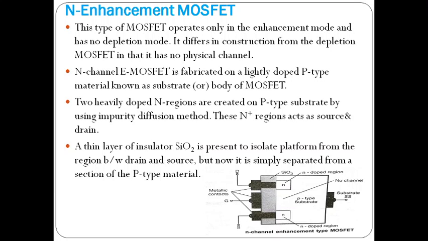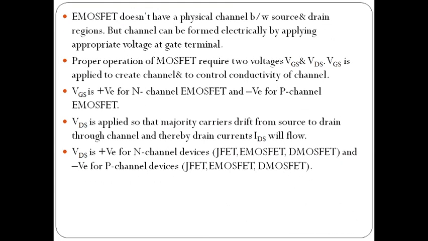A thin layer of insulator, silicon dioxide, is present to isolate the metal gate from the region between drain and source, which is simply separated from the section of p-type material. You can observe the light grey color indicates the silicon dioxide or insulation material in the diagram. It does not have any physical channel between the source and drain regions, but a channel can be formed electrically by applying the appropriate voltage at the gate terminal.